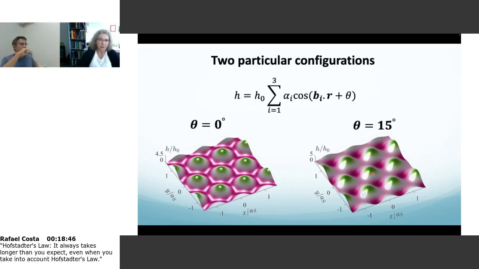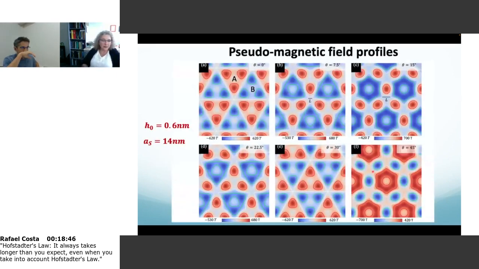So it's kind of the dephasing between these two directions that produces different patterns. Now, what are the associated pseudomagnetic field profiles that these different orientations produce? Well, here I plot the pseudomagnetic field profiles for different orientations. They are perfectly aligned, then I move them 7.5 degrees, 15 degrees, 22, 30, and 45 degrees.